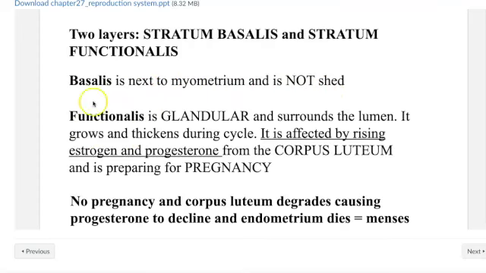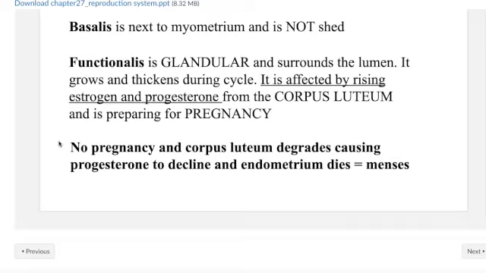Stratum functionalis. Okay, that is the one that is shed. That's why I was telling you about the progesterone right there. It is affected by rising estrogen and progesterone. If progesterone dies, then the functionalis will shed, because progesterone is very important for the stratum functionalis to maintain and to grow, for the baby to be in there.